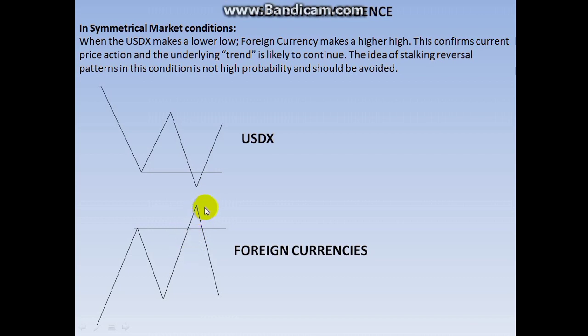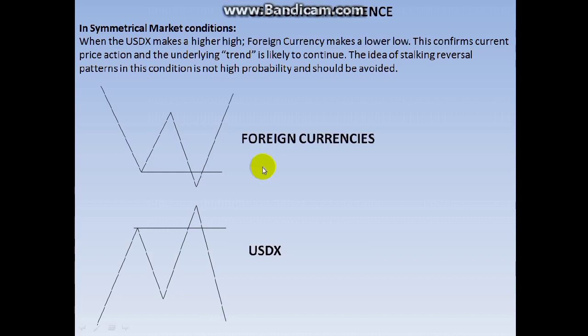The Aussie dollar is expected to make a higher high. When we have this kind of market condition, it is referred to as the symmetrical market condition, and the idea of stalking a reversal pattern in this condition is not high probability and should be avoided. We are going to go deep on that.